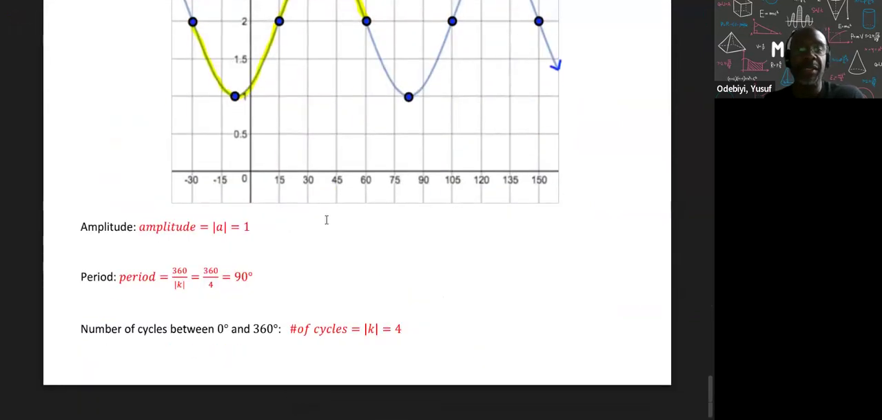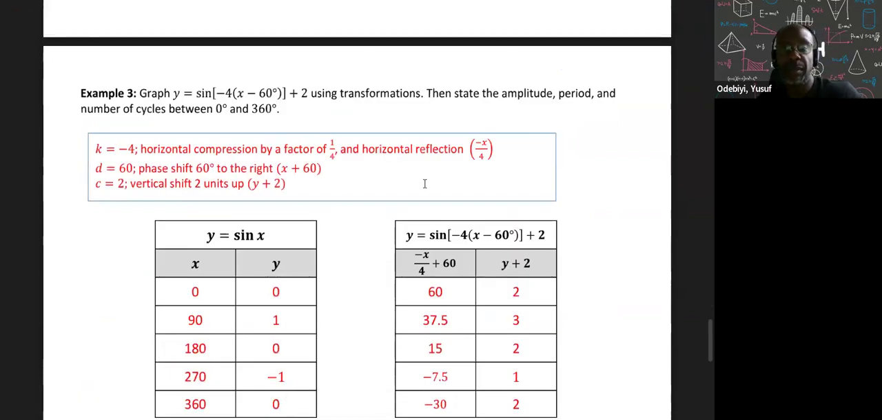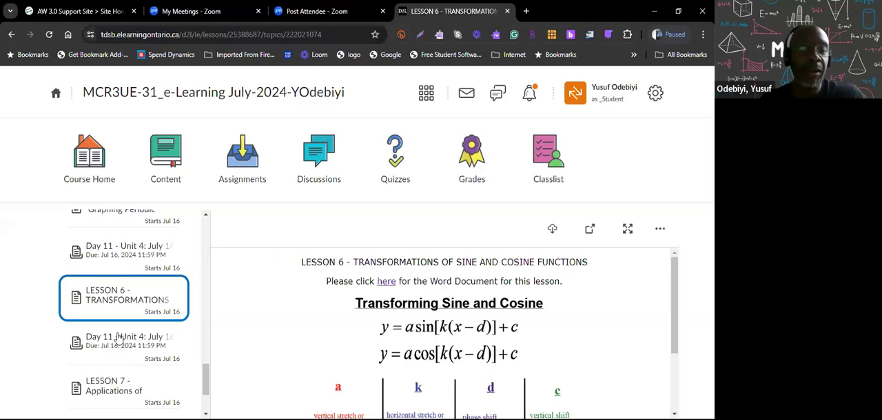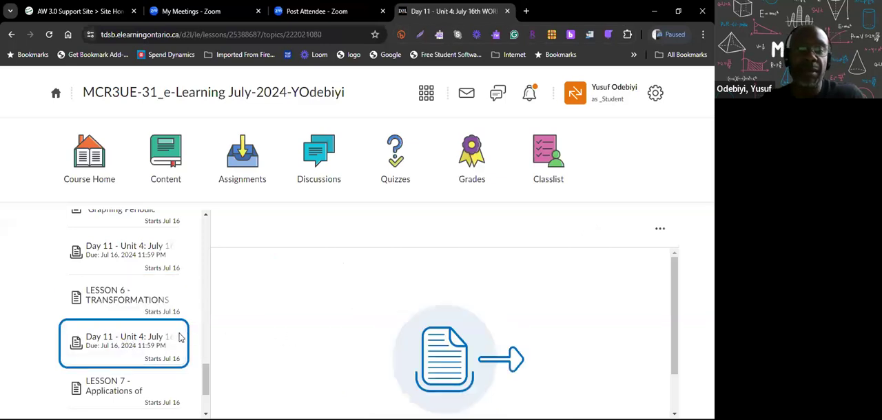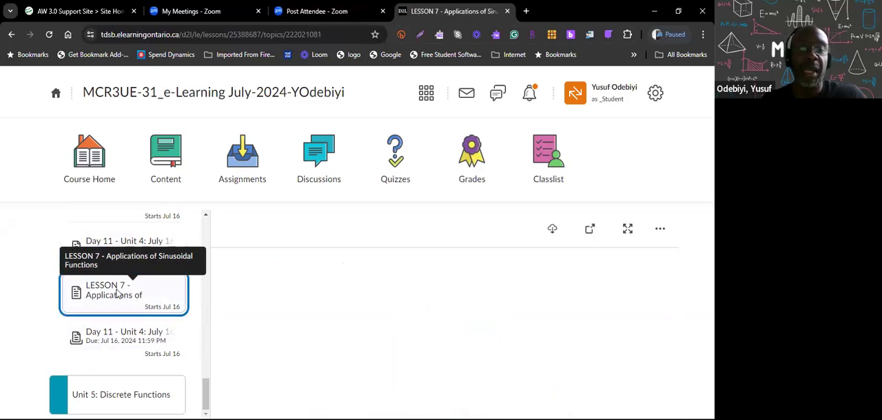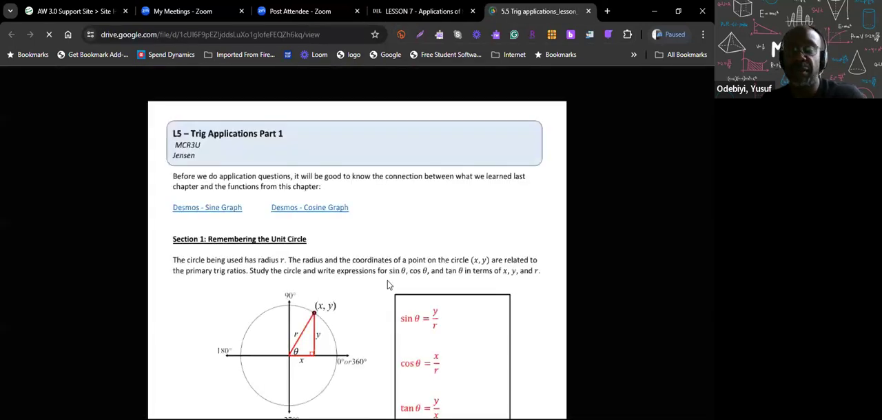I'm going to go to the next lesson. And then there are questions related to that. And then the last lesson, this is the very last lesson for Unit 4. It's just an application question lesson. So let's go through the application. Let's look at that.